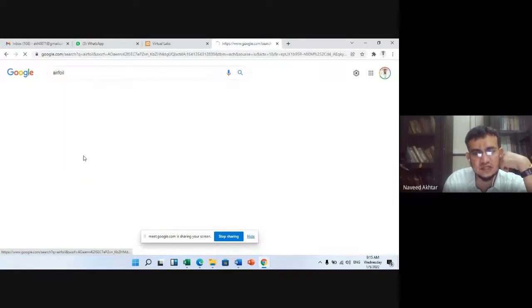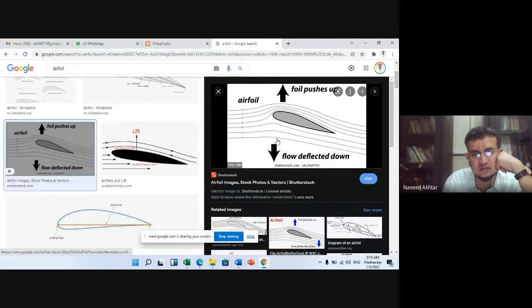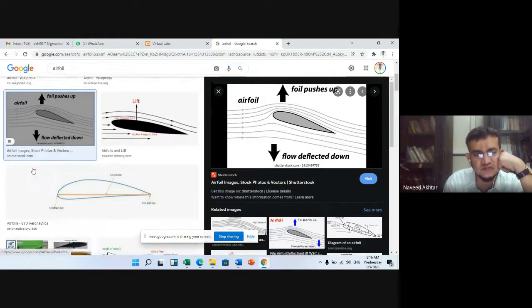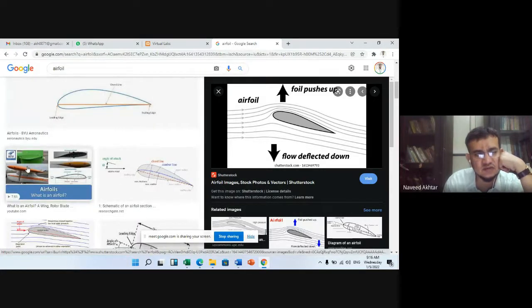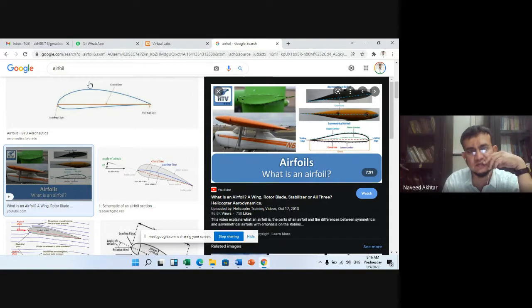So these images are there for the airfoil, you can say. So there is flow deflected down and the foil pushes up the wings. Okay. So this is nothing but the airfoil. You can see here in any such aircraft that this is the pattern. So the negative effect will not be there due to this shape. That is called an airfoil, or aerofoil. This shape. And the atomizer, you also know the atomizer.